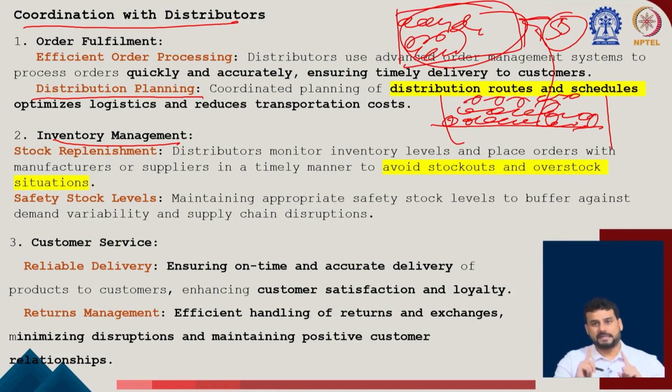If you are sharing this information, how many units are on the shelf, with the manufacturer, with the suppliers, how many units are in the godown, this is transparent.